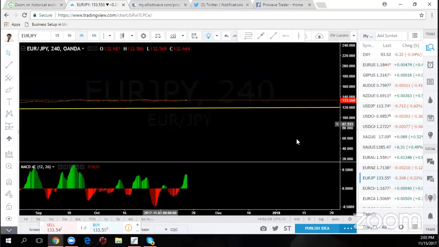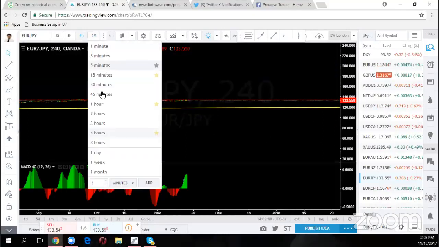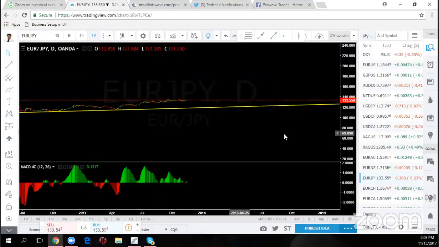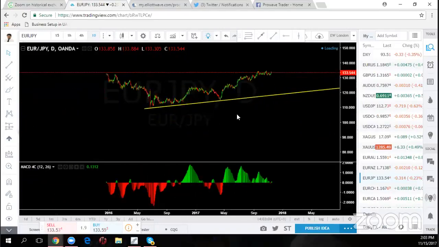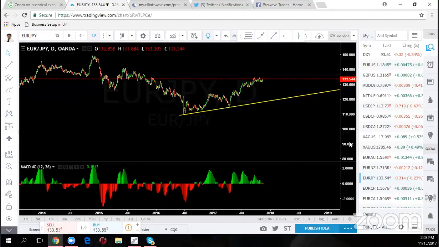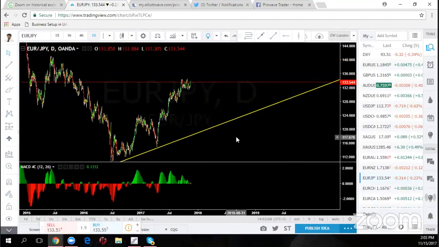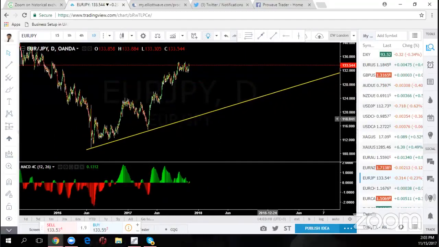Come to the 4 hour. I'll go right away. Let me go to the daily. Daily. And we're interested in that up move we had on the daily, right? This up move. That is the one we're interested in. Because we know we're going up. And as you look at this structure, you can tell you've got a wave up, got a pull back, got a wave up, got a deep pull back.